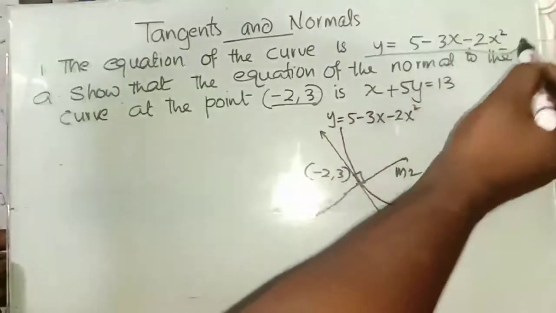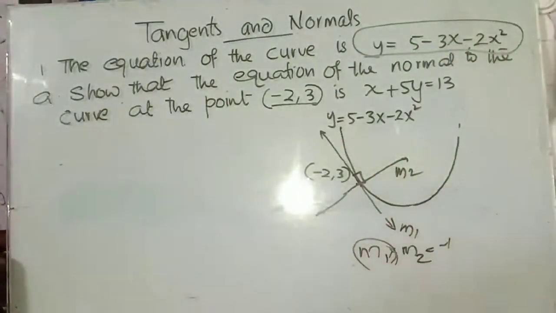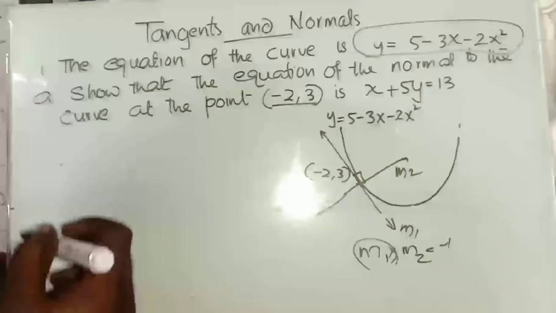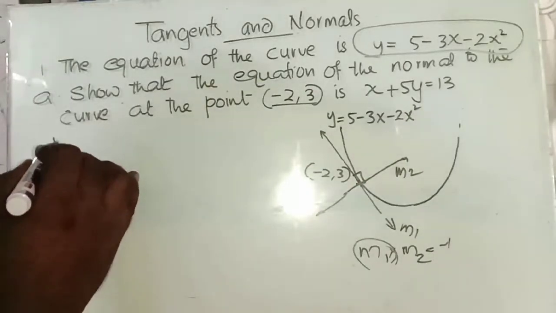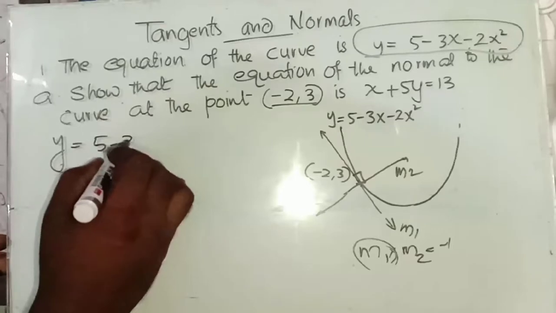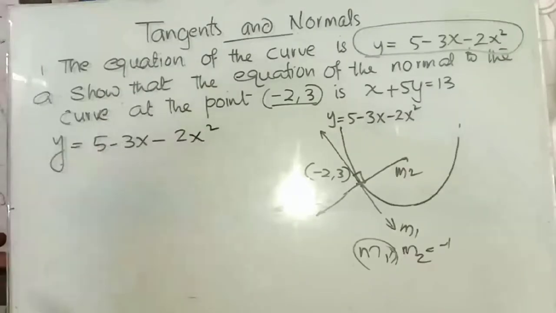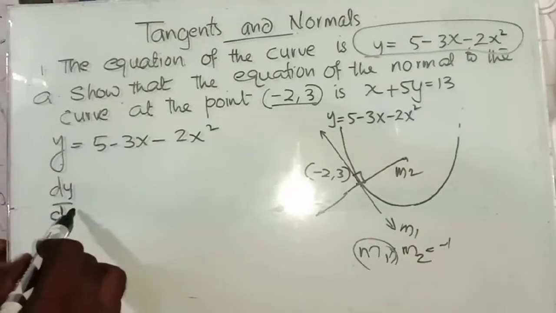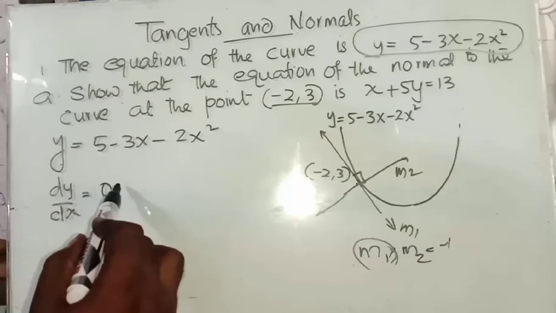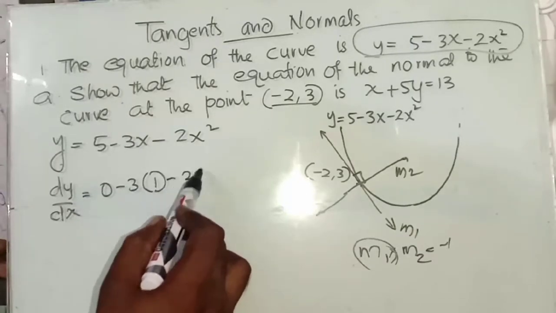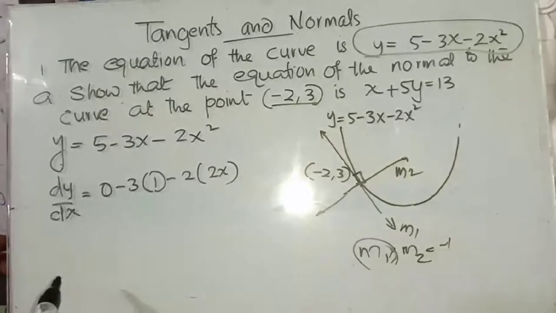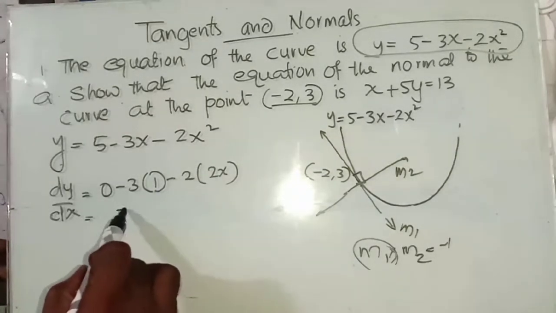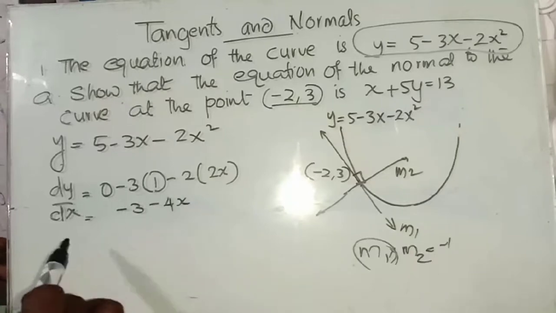For that, let's take the equation, because we know that the gradient of the tangent is the same as the derivative of the curve at a certain point of x. So let's find the derivative of the curve. The curve is y is equal to 5 minus 3x minus 2x square. So let's find the derivative of this. We get dy by dx is equal to 0 minus 3 of 1 minus 2 of 2x, that's equal to minus 3 minus 4x.